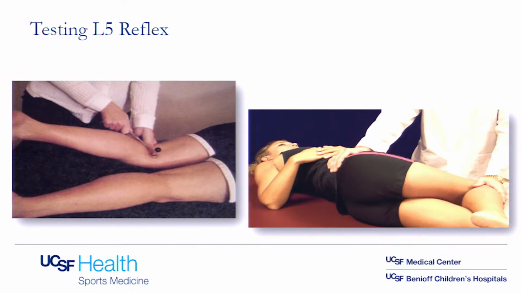Okay, L5 reflex. You guys are pretty comfortable testing the L4 and the S1, right? The L5 is a little bit harder to do, and the easiest way to do it is you can test it prone or you can test it sidelying, okay? And we'll demonstrate that. But you put the finger on the biceps femoris or the medial hamstring, and then you use a reflex hammer.